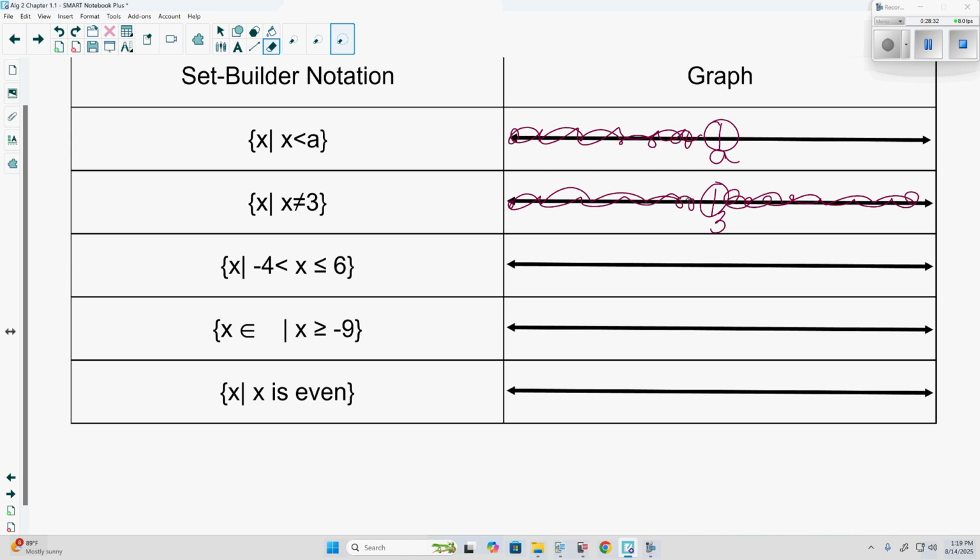That's kind of nice, isn't it? Pretty much everything but 3. Don't know what 3 did, but it's excluded.